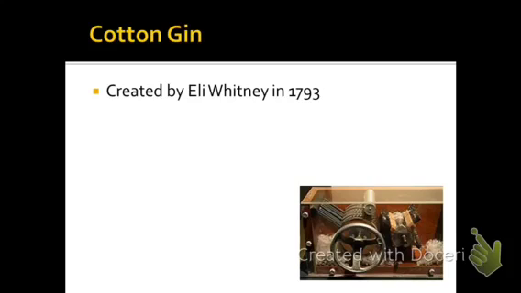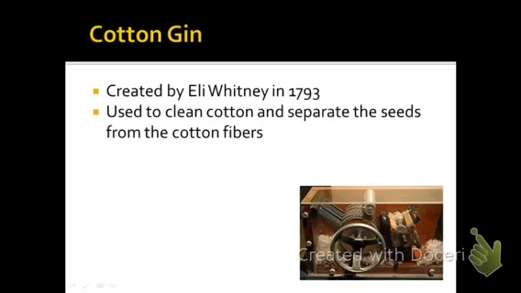Okay? It was created by him, and it was used to clean cotton and separate the seeds from the cotton fibers. You see a picture of it down there in the bottom right-hand corner, and in just a minute we'll walk through the process of cleaning the cotton and how the cotton gin helped.